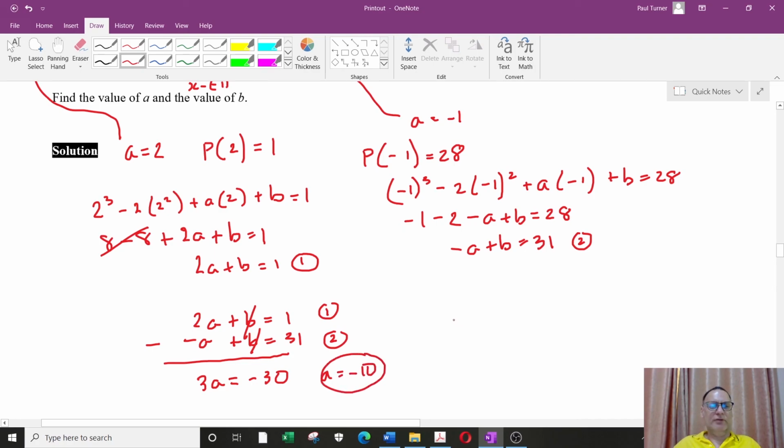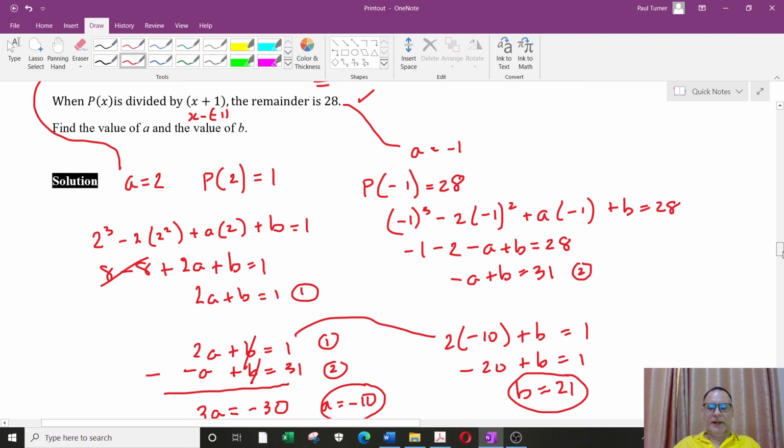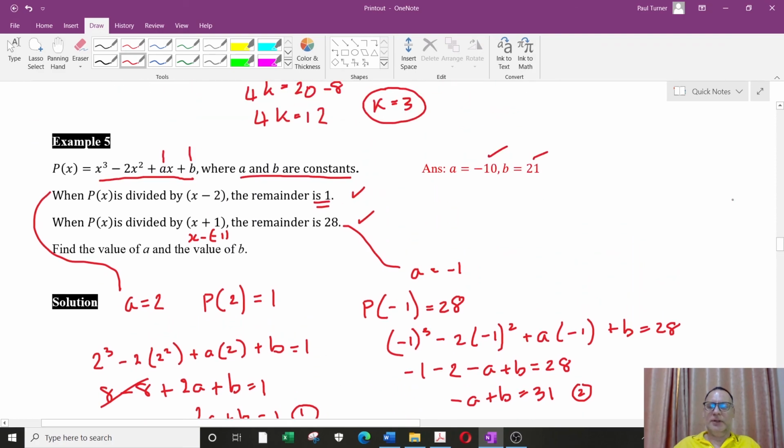Right? And when you want to find b, we just put back to one of the equations. So 2a, and a here is minus 10, plus b, we're using this one here, equals 1. So 2 times minus 10, minus 20, plus b equals 1. The b will be equal to 1 plus 20 will be 21. And that's the answer we get here. A is minus 10, B is 21.